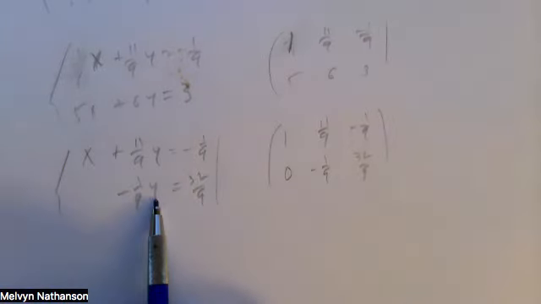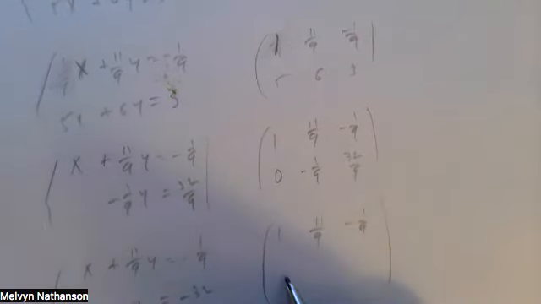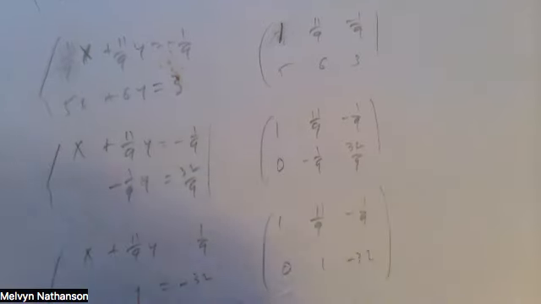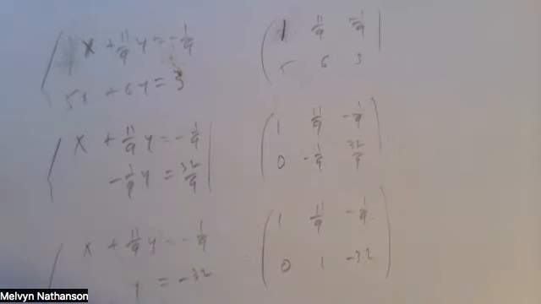The next to the last step, I want to make this coefficient of y a 1. So leave the first line alone. Multiply the second equation by minus 9. I get y equals minus 32. Leave the first row alone. Multiply the second equation by minus 9. I get 0, 1, minus 32. I want to eliminate the y. So y equals minus 32.